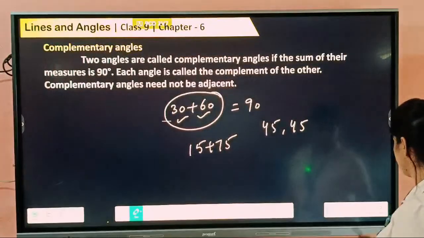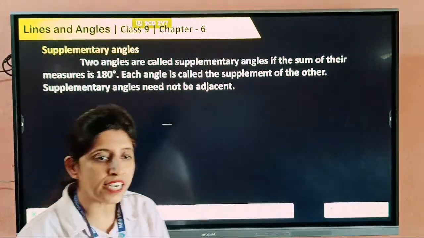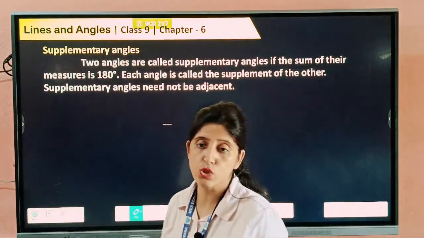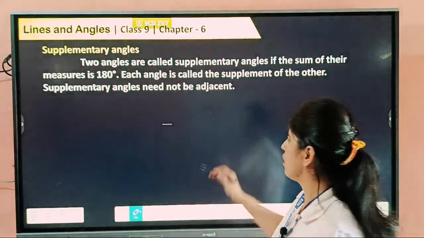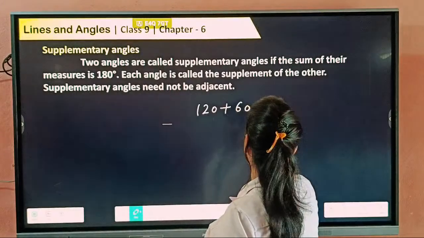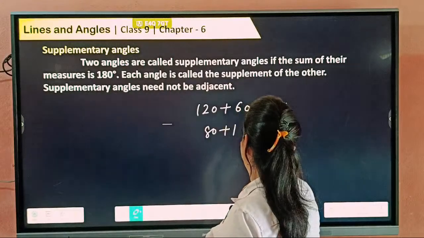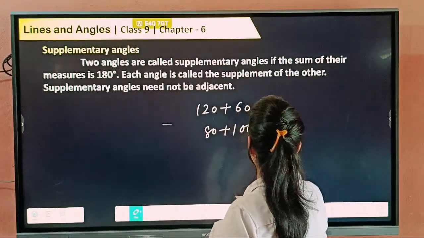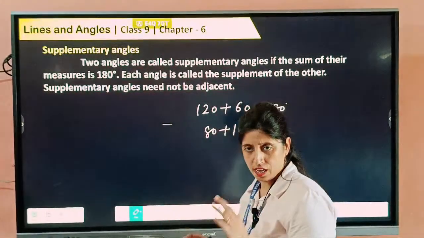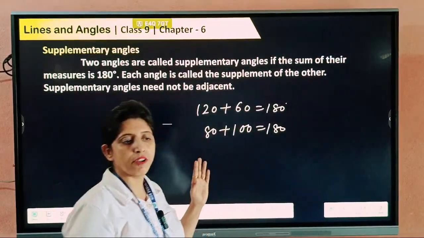So next, supplementary angles. If the sum of two angles is 180 degrees, then we can say that these two angles are supplementary. Suppose you take 120 plus 60, the total sum is 180, right? You can take 80 plus 100, that is also 180. So both are supplements of each other, right? You can take any two, if their sum is 180 degrees, then they become supplementary angles, right?